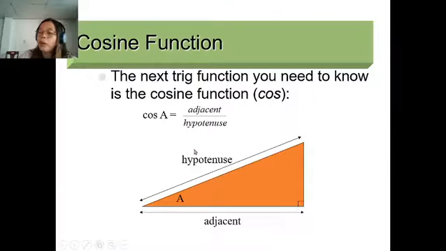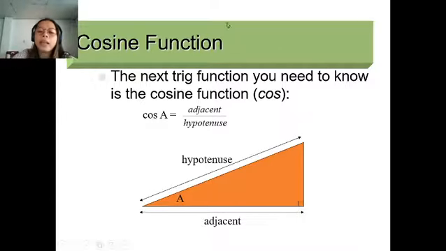Next, we have the cosine function. The next trig function you need to know is the cosine. So, you have the sine, cosine. What is cosine all about? What are the parts of our triangle involved to solve for cosine? Cosine is equal to adjacent over hypotenuse. Meaning, you solve for the value of your adjacent over the value of your hypotenuse. That is our cosine.